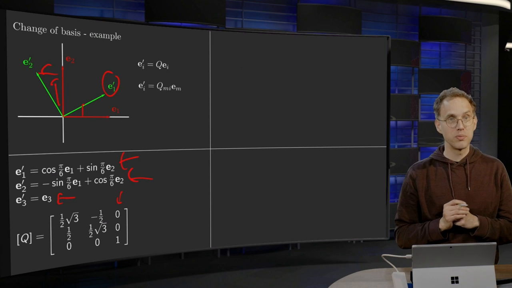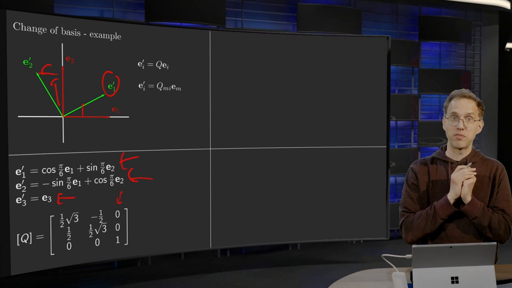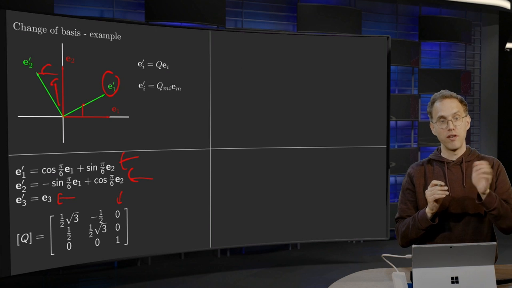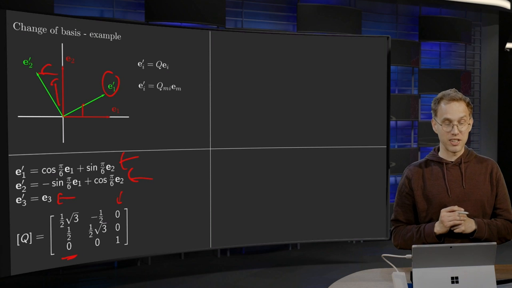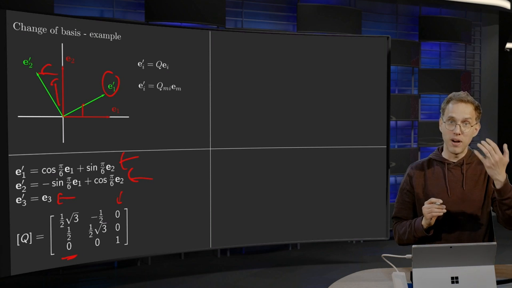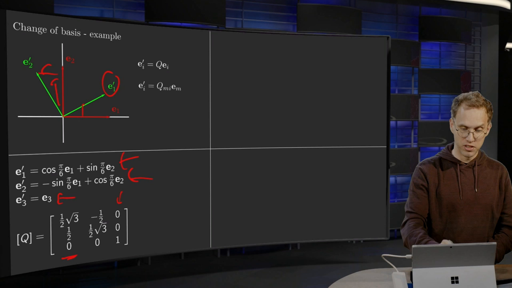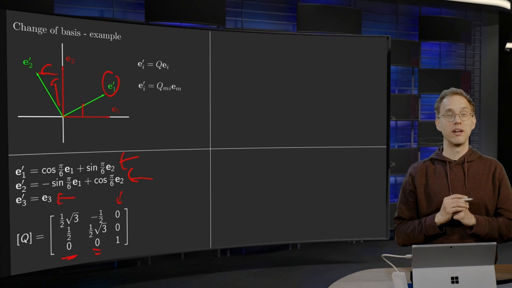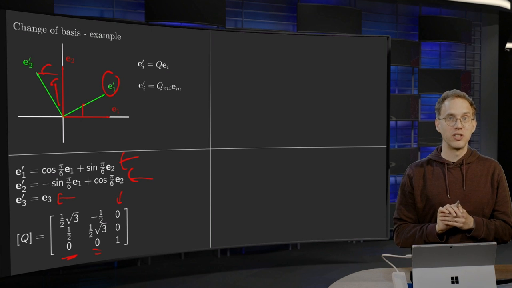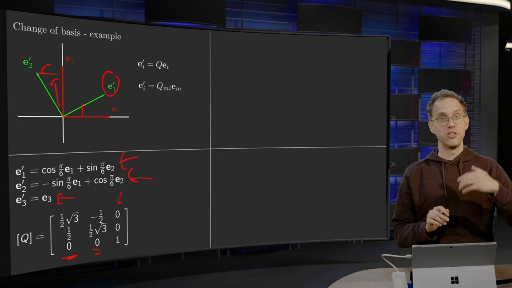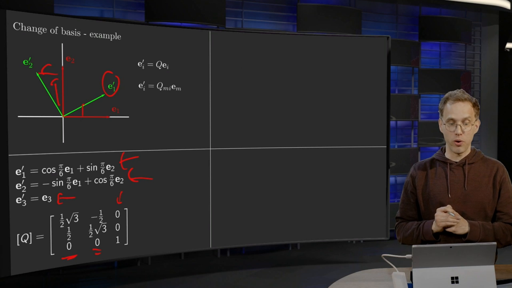And how does the matrix look then? What about the first two columns? Well, for the e_1', we have the cosine of pi over 6, which is a half times the square root of 3, times e_1, plus a half times e_2, plus 0 times e_3. So there we have our first column. And for the second column, we have minus 1 half times e_1, plus 1 half times the square root of 3 times e_2, plus 0 times e_3. So there we have our second column. So this is how you can find the matrix of your orthogonal tensor Q. You just have to express your new basis vectors in terms of the old ones.